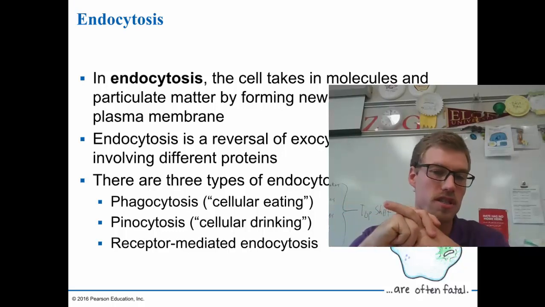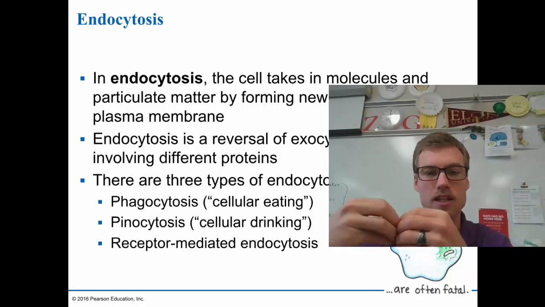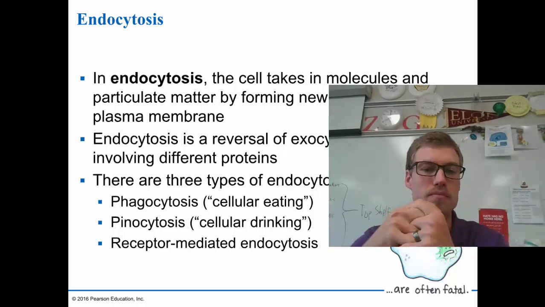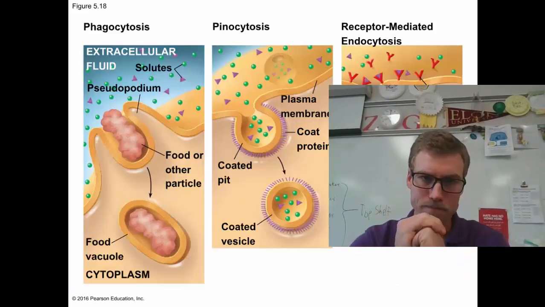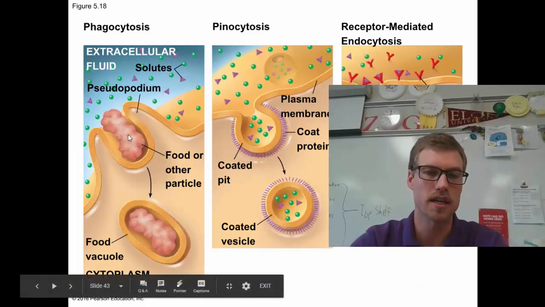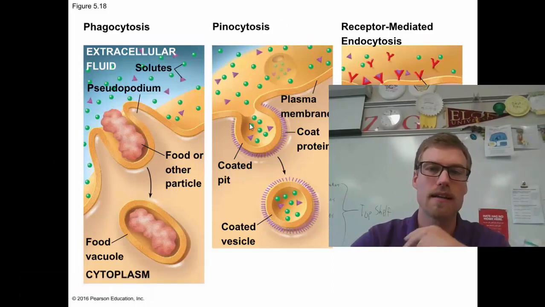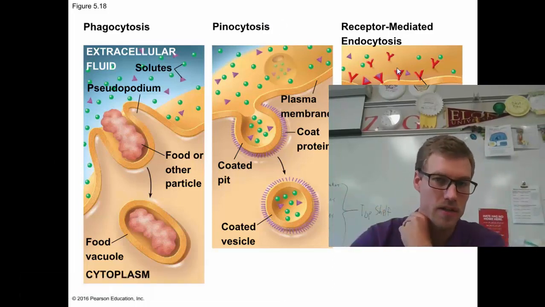So phagocytosis is bringing in large amounts of things. Pinocytosis is bringing in a little bit of things, and then we have receptor-mediated endocytosis. So phagocytosis, bringing in a large molecule and sucking it in. Pinocytosis, just a little bit of something and bringing it in. And then you have receptor-mediated endocytosis.